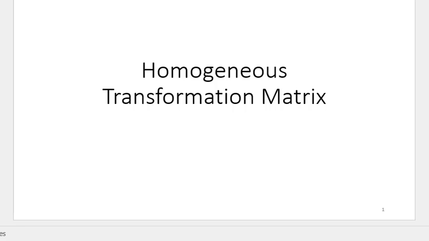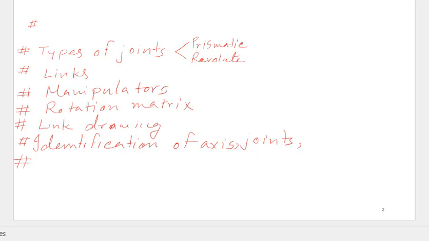Okay, let's start. In types of joints, there are two types: the prismatic joint and the revolute joint. This one is the prismatic joint, and that one is the revolute joint. If we consider a cylinder that moves angularly, this is the revolute joint.